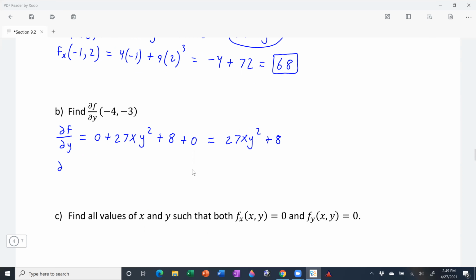And now when we want to do the partial of f with respect to y evaluated at -4, -3, just plug in -4 for x and -3 for y. So 27 times -4 for x, -3 for y. Okay, I think I need my calculator for that one. It's going to be a little bit of a big number here. So 27 times -4 times -3 squared is 9, so times 9. And then plus 8. Overall, I got -964.